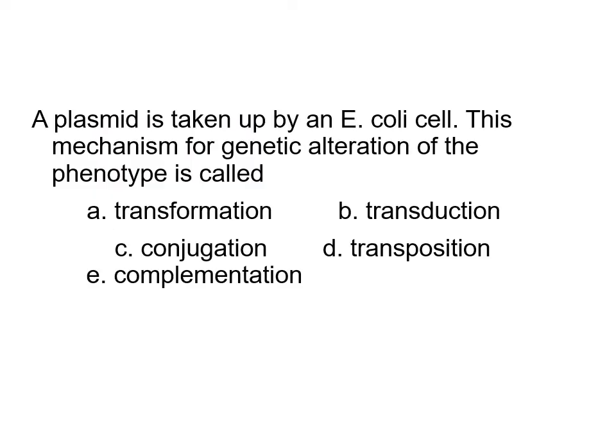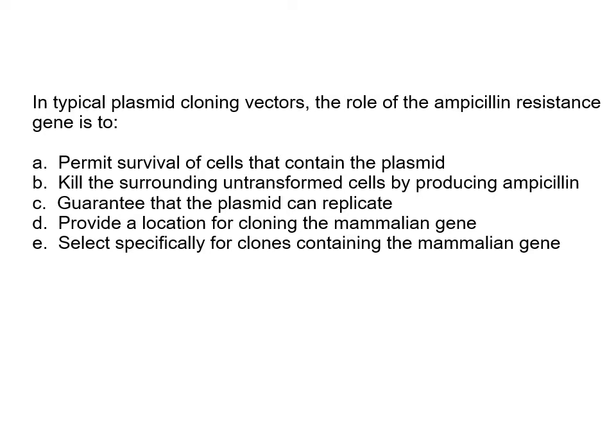The plasmid is taken up by an E. coli cell. The mechanism for genetic alteration of the phenotype is called transformation, transduction, conjugation, transposition, or complementation. Now we're going to get this one right. Of course, it's transformation. Keep remembering that.